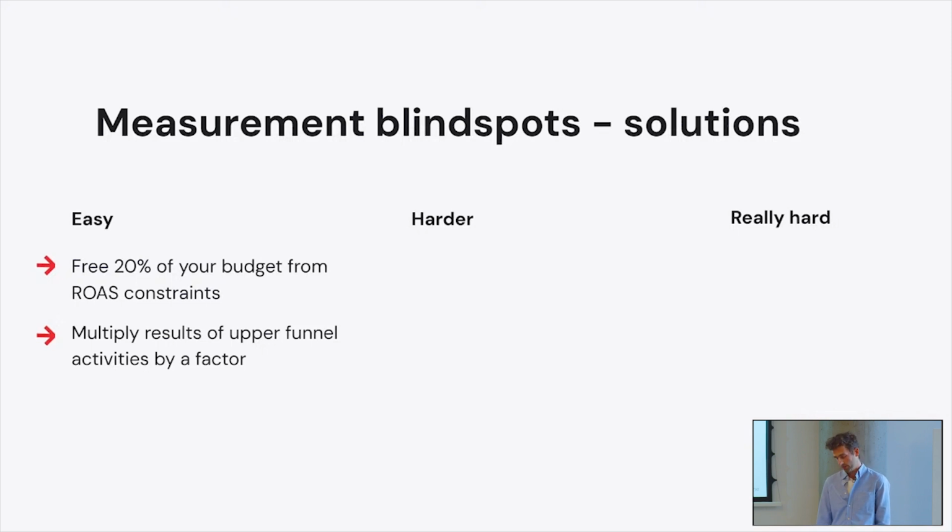Be aware that not everything will be measured well, and have the freedom to spend it less efficiently. Another way we've seen is that if you know your upper funnel activities are undercalculated, then use some factor to multiply it, and that way you will give them more leeway to perform. And you can always check your top line metrics to see if you are spending your entire budget efficiently.